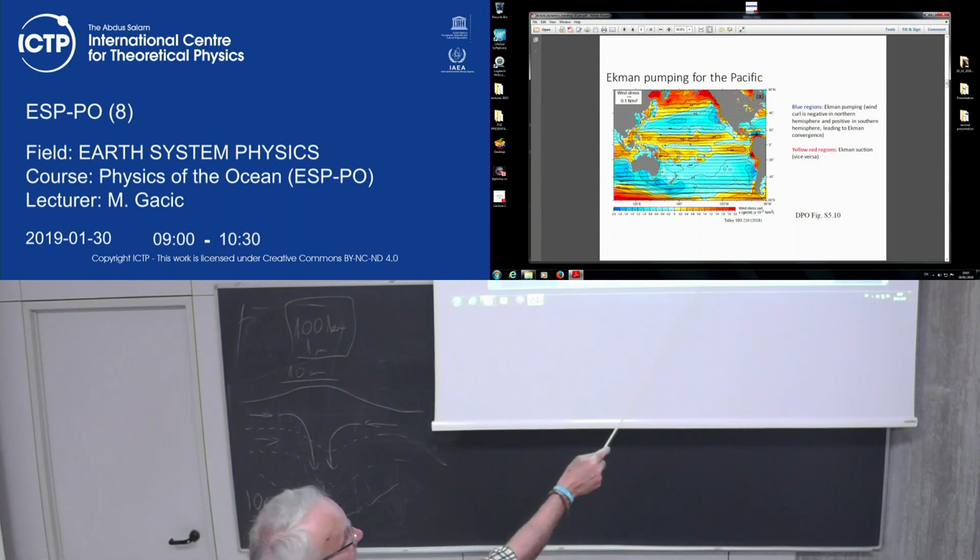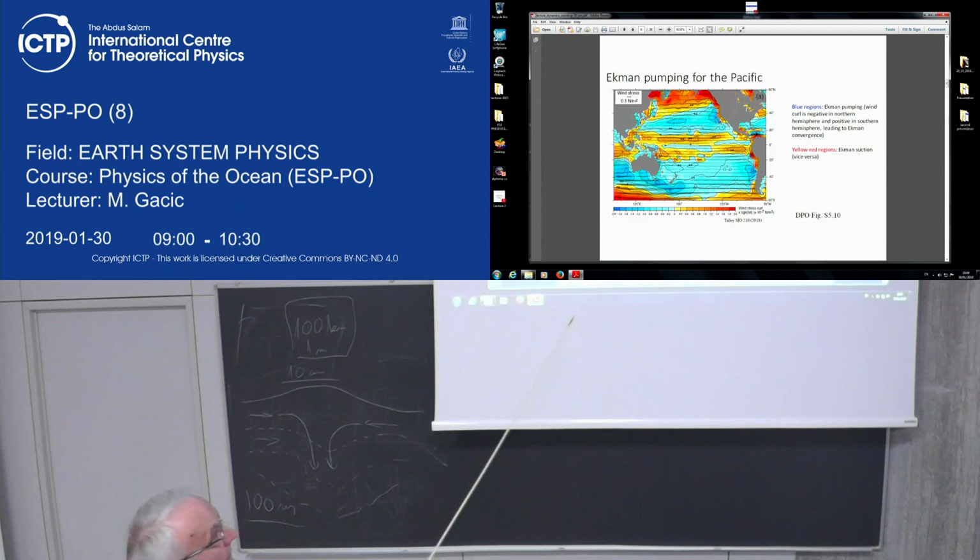And here is the description of the legend of this figure. And so you see also from the Ekman pumping pattern, you can see the anticyclonic or cyclonic circulation, or cyclonic or anticyclonic gyres.